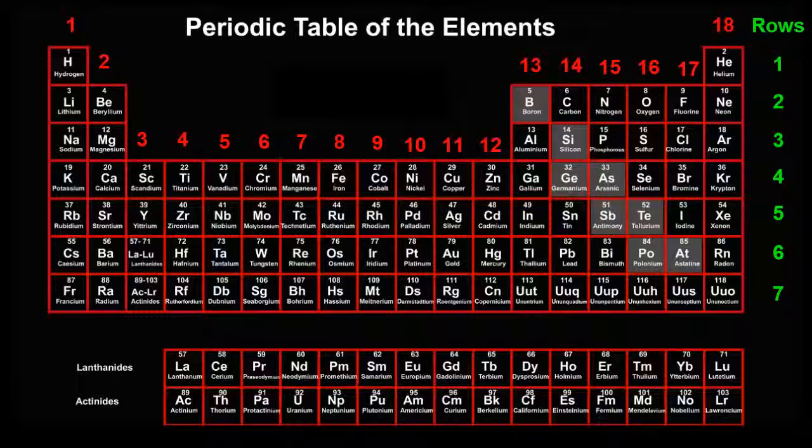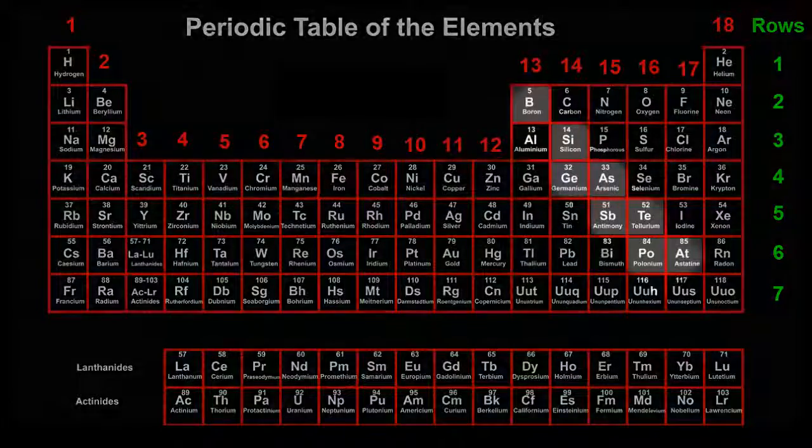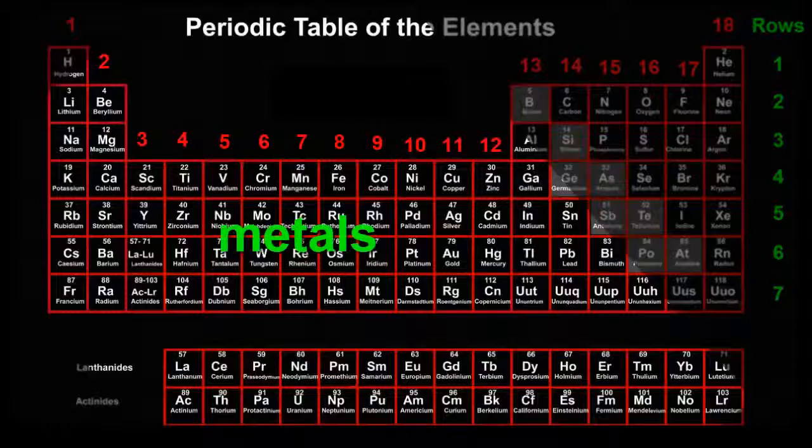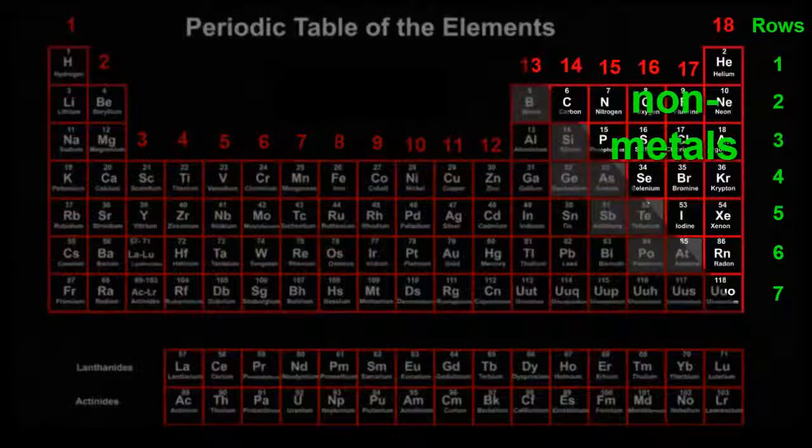Can you see the grey diagonal band that splits the periodic table into two parts? This divides the elements into metals on the left and non-metals on the right.